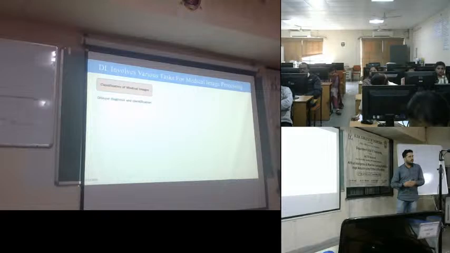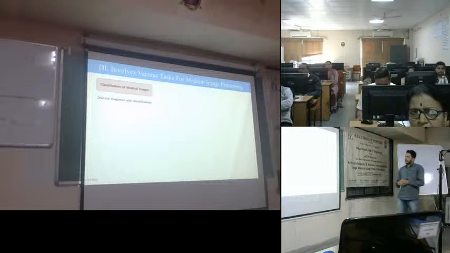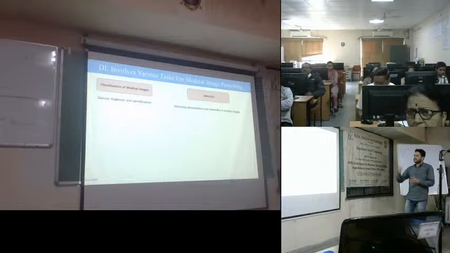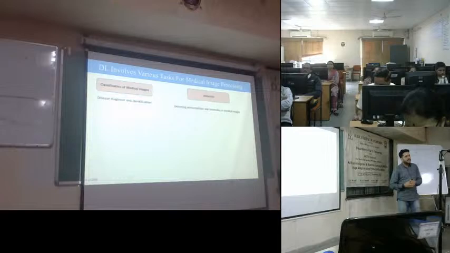So this slide shows the different tasks in medical image processing which are involved in deep learning, as mentioned by the author in his paper. The different tasks are mentioned in detail in the paper. So classification of medical images is mentioned. Of course, it is required for disease diagnosis and identification. The classification is important. Another task is detection. So detecting the different abnormalities and anomalies in the medical images, that task will be performed.